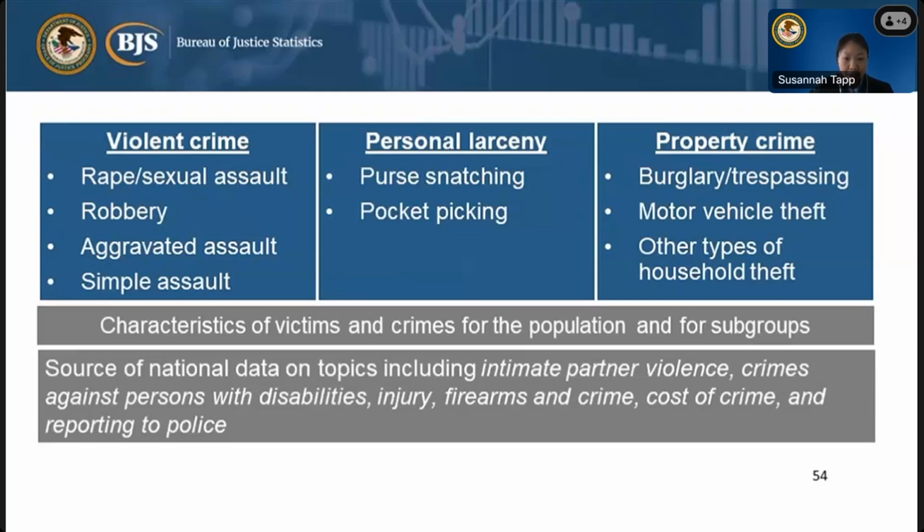NCVS also includes personal larceny, which is purse snatching and pocket picking. And violent crime and larceny are both measured at the person level, and property crime is at the household level. The NCVS can be used to produce estimates for the population, but the sample size is large enough that it can also be used to produce estimates for various subgroups, such as persons age 65 or older.